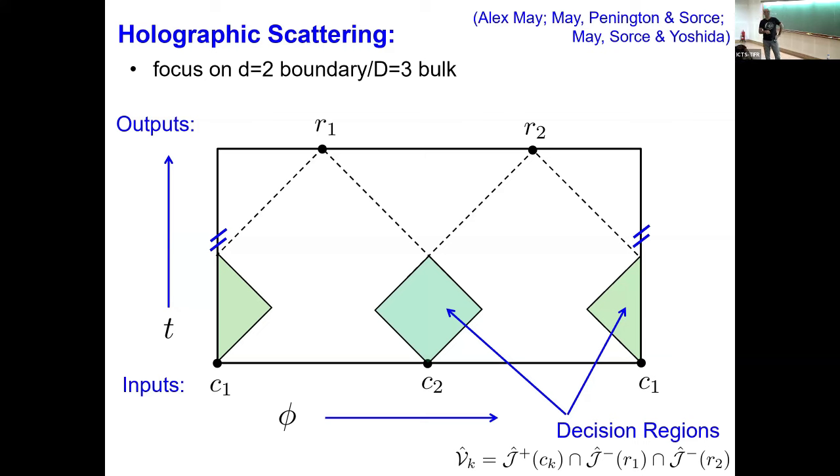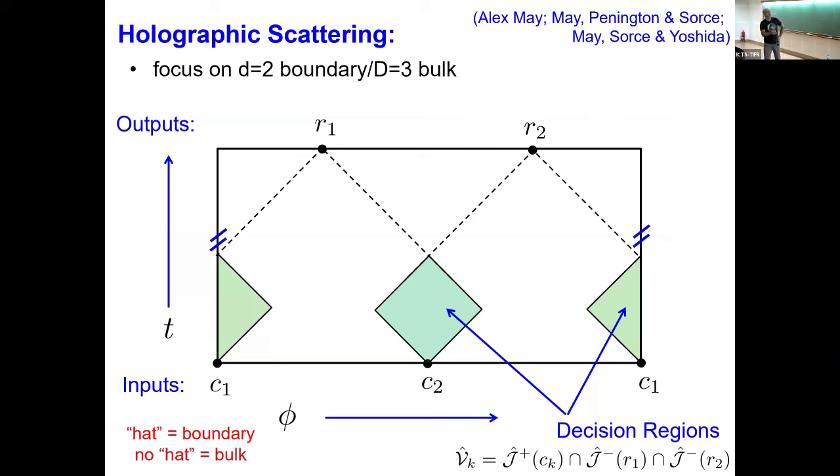Technically, what I've got is I'm looking at the causal future of my input point and the causal past of the two output points and looking at the intersection of those. And one of the things you'll notice about the notation here is they all have hats on them. And hats in my notation means that's something that I'm describing on the boundary. When I drop the hats, I'm talking about something in the bulk space-time.